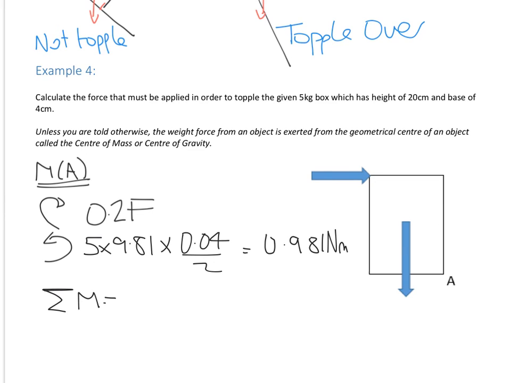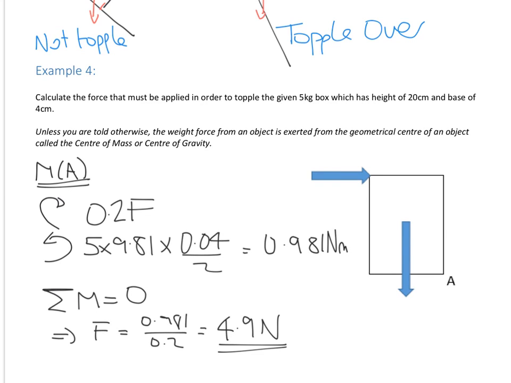Sum of the moments is equal to 0 when it's on the point of tipping, so essentially if any force greater than the one calculated, it will tip. So we get a value of force is going to be 0.981 divided by the perpendicular distance of it, and when we adjust our answer divided by 2, we end up with 4.9 newtons here. So essentially, any force greater than this is going to mean the moment is going to act to rotate it, and then what's going to happen is it's going to topple over. So this is like the minimum force that would cause toppling to occur.